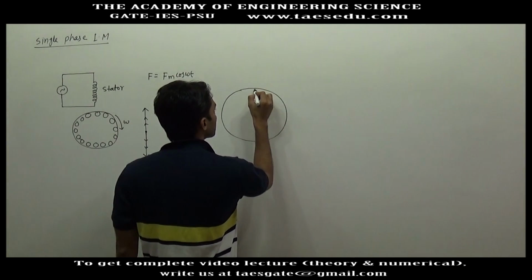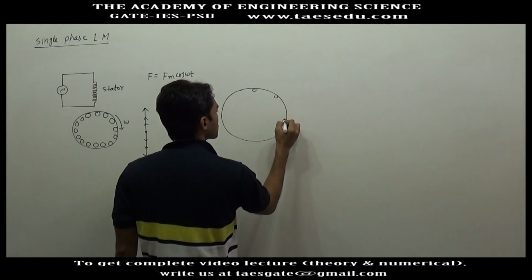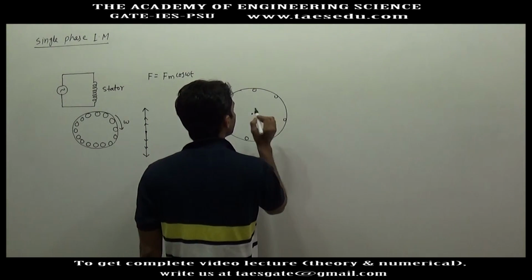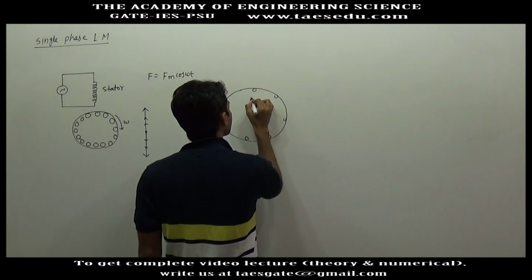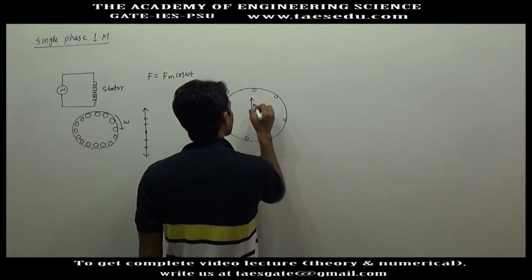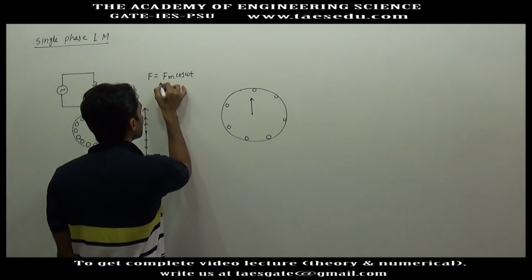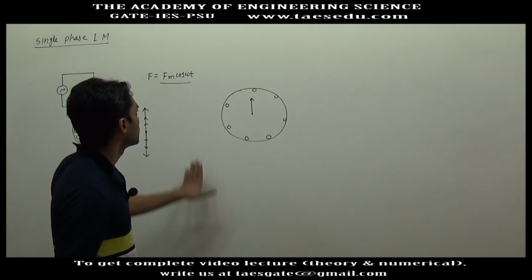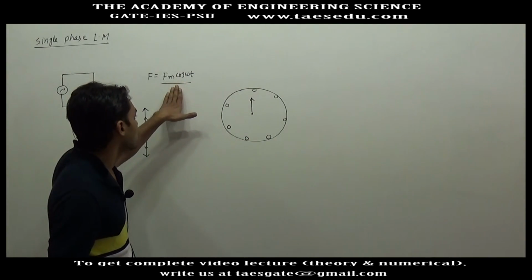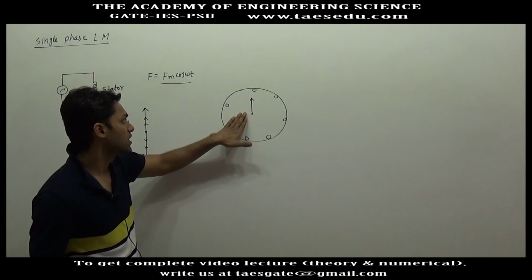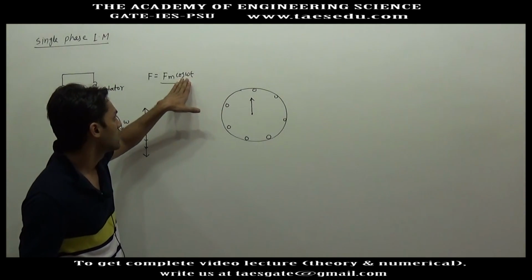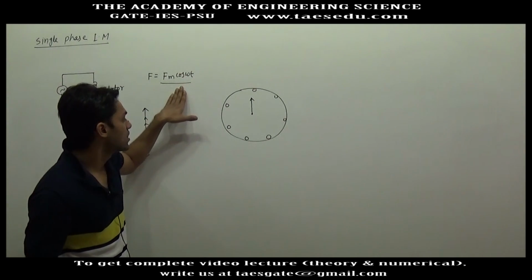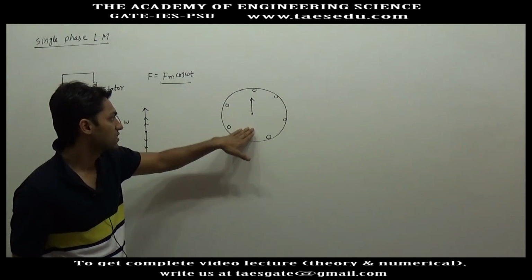Suppose this is rotor part and here we have rotor conductors. At any instant of time, the field will be F is equal to Fm cos omega t. If this is positive, we will take the direction of field in upward direction. If this quantity is negative, depending upon omega t, we will take it in downward direction.